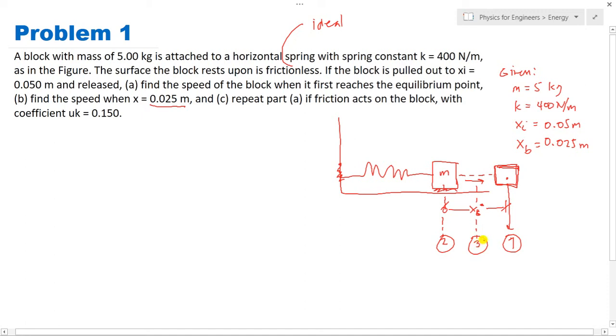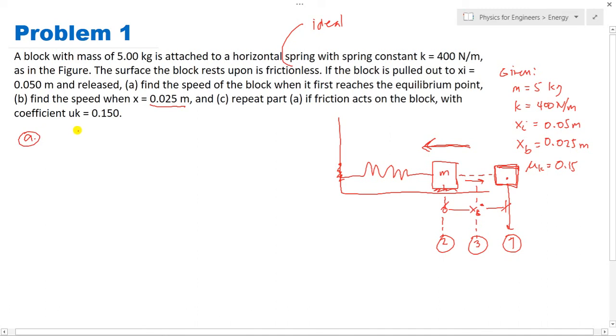Ang C kay repeat part A daw if friction acts on the block with coefficient mu k equal to 0.15. So therefore naa pay mu k for letter C, na mu k is 0.15. So pangadto na ni kay gibira si diri, ang motion na ni pangadto na sa wall, directly to the wall.